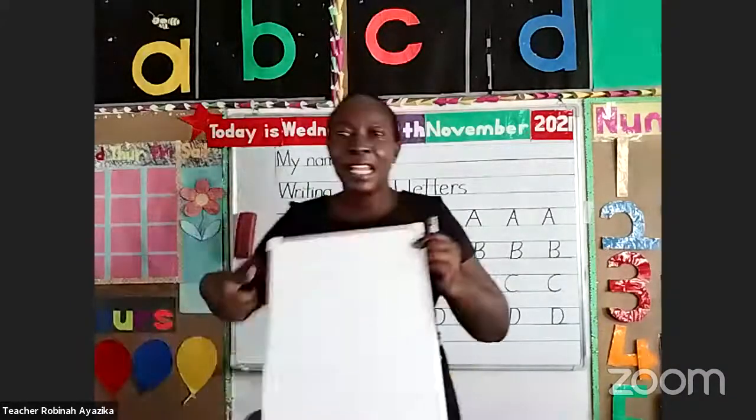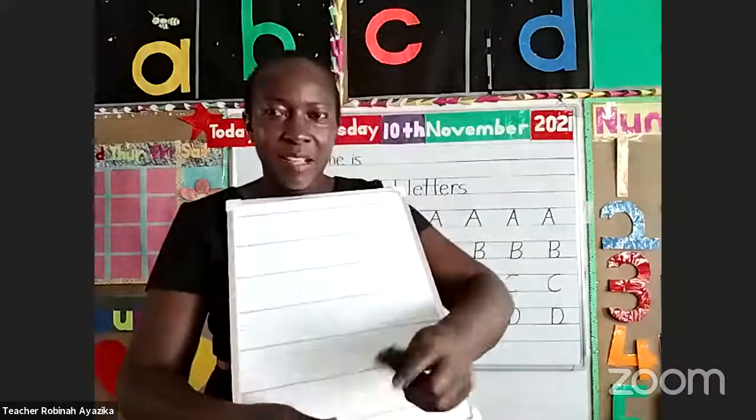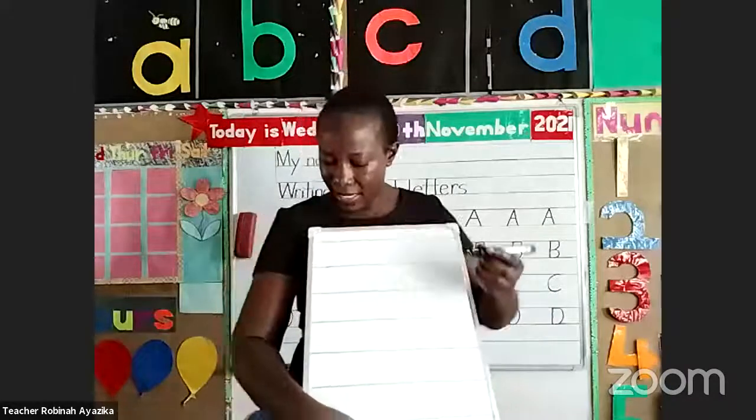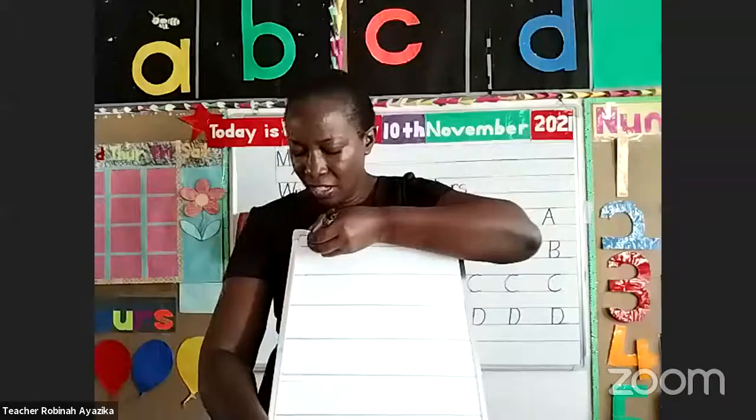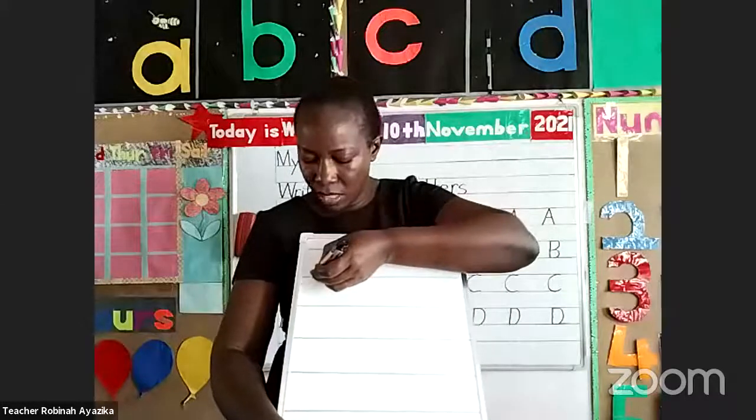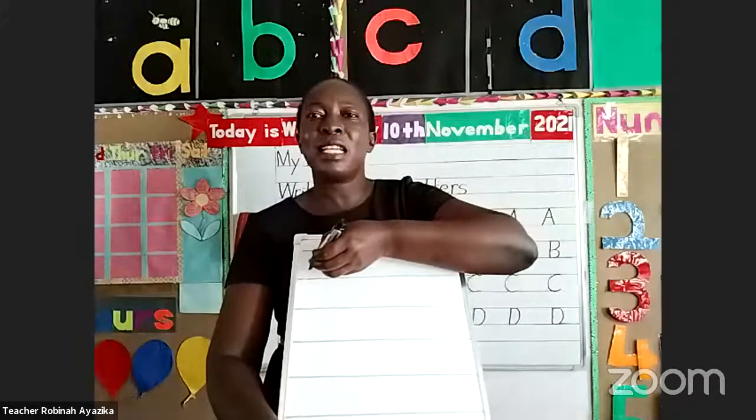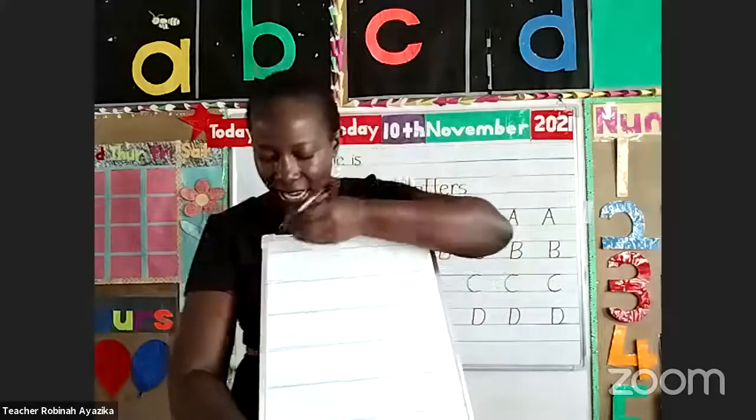Capital letter E is also a sky letter. It touches the sky line and sits on the grass line. Touches this line up and sits on this line down. It is also a sky letter.